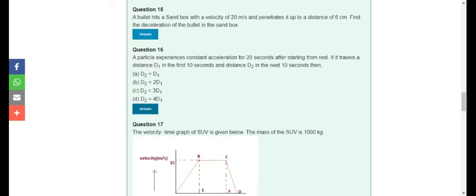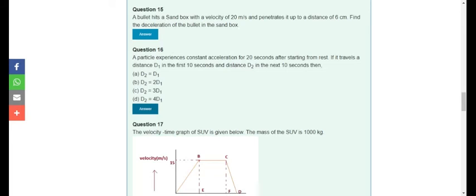To calculate the distance covered in the first 20 seconds, we can use the formula S is equal to ut plus half at square. U is 0, so ut becomes 0, and half. Acceleration a is constant, and the time is 20 seconds, so 20 square is 400. So finally I get 400a by 2, which is 200a. So in the first 20 seconds, the total distance traveled is 200a.